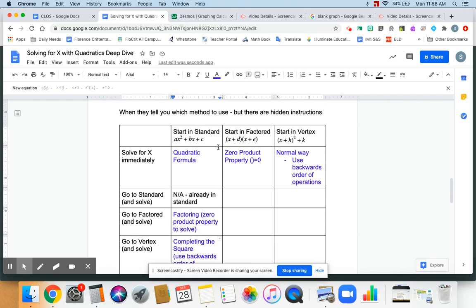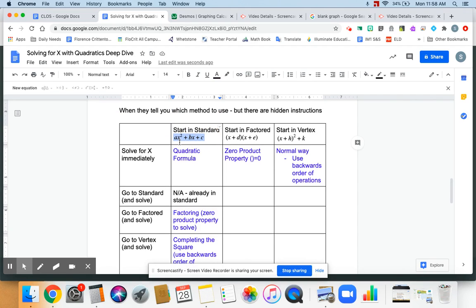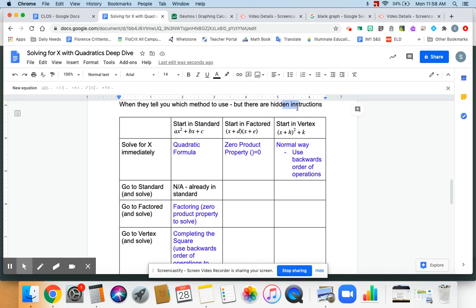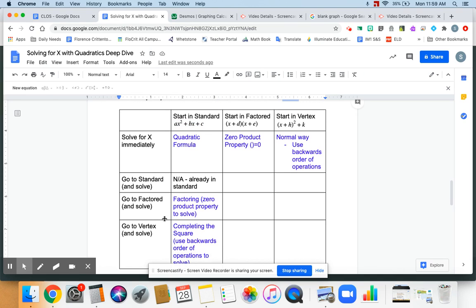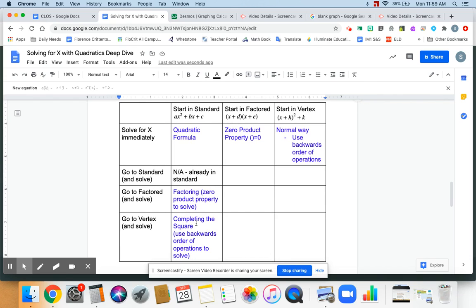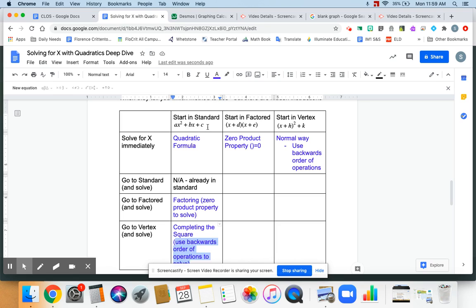So that's one way it can get tricky, is they can just start you with something and skip the instructions on convert into this form and just say solve by completing the square. And you have to know that you need to convert it to vertex first by completing the square, then solve it using backwards order of operations. Or if they start you here and say solve for x by using the zero product property, it means you need to factor it first, then use a zero product property.